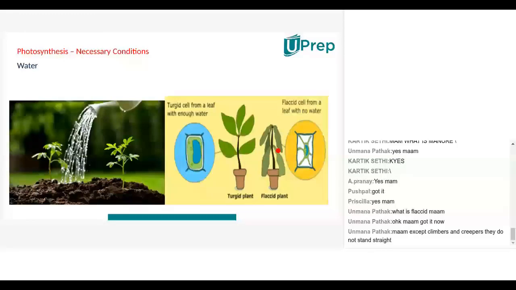Then they also synthesize in the presence of water. Yes, so the stem will also bend. It will not remain erect, right?